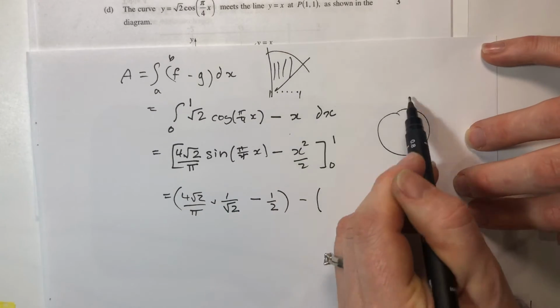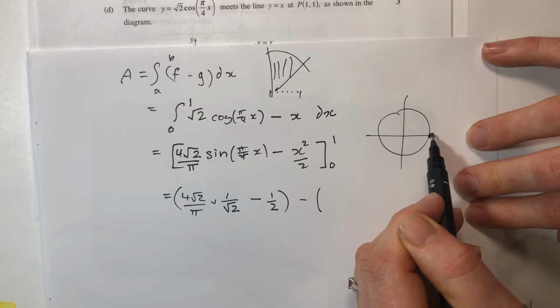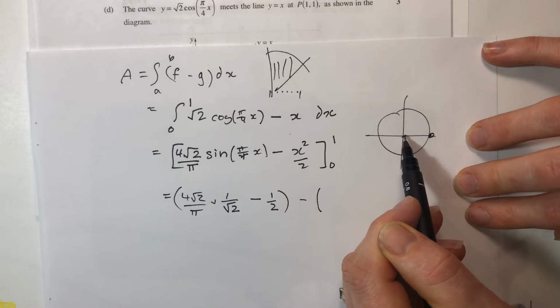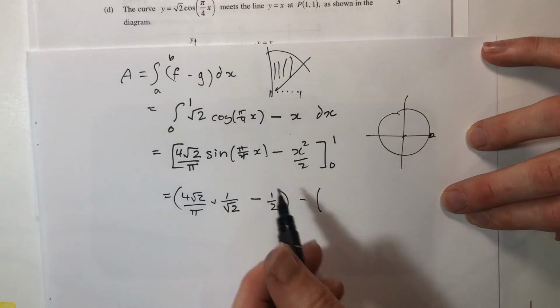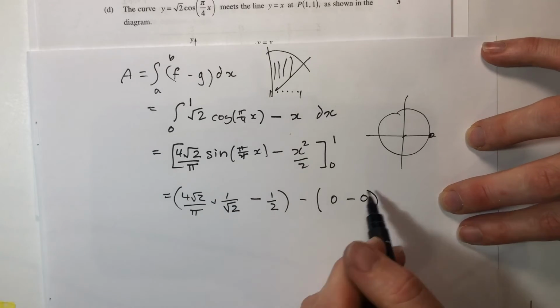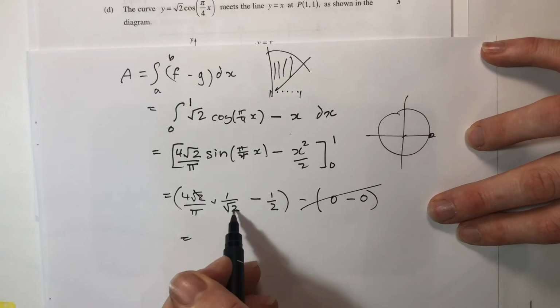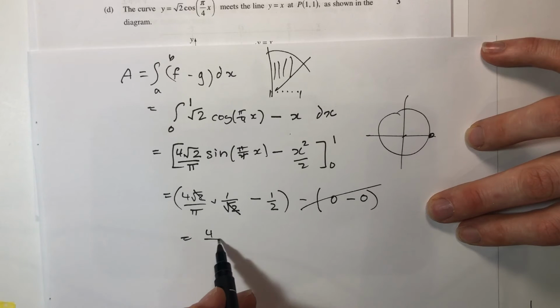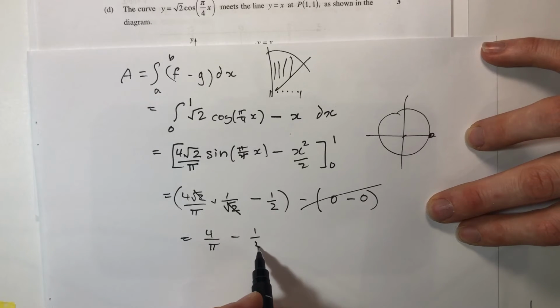That's my first part. Minus sine of 0 actually is 0. If you look at it in the unit circle, we've got 0 sitting over here as an angle, and sine is the stripe value, and the stripe value there is 0. So I'm just going to have 0 minus 0, so that all goes away. I'm left with cancelling those root 2's, 4 on pi minus a half.